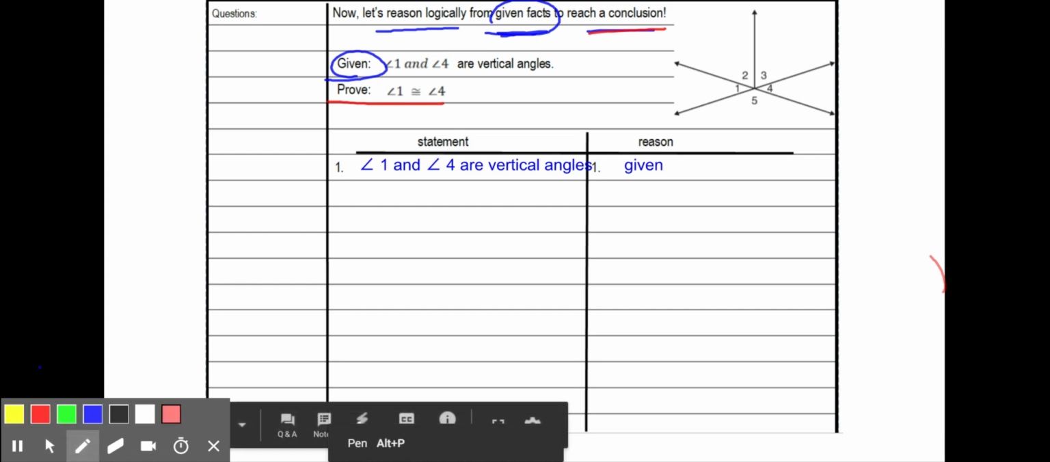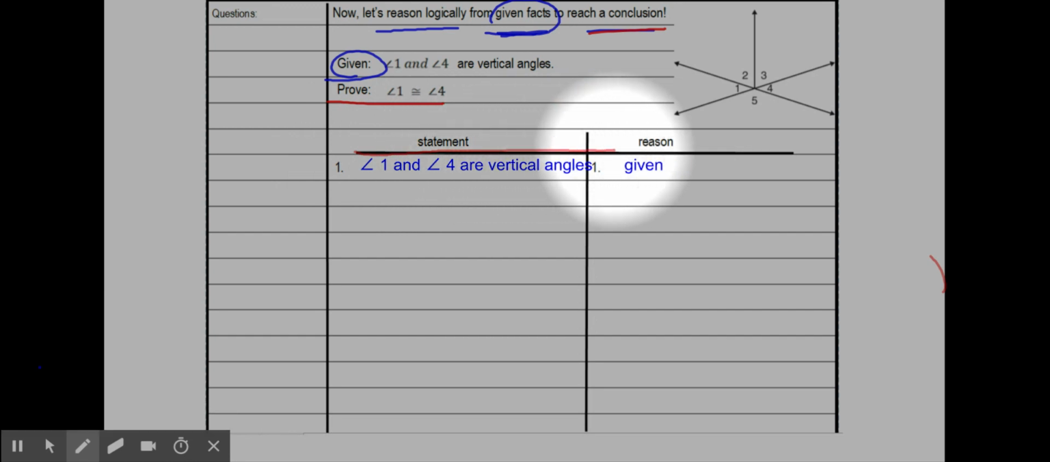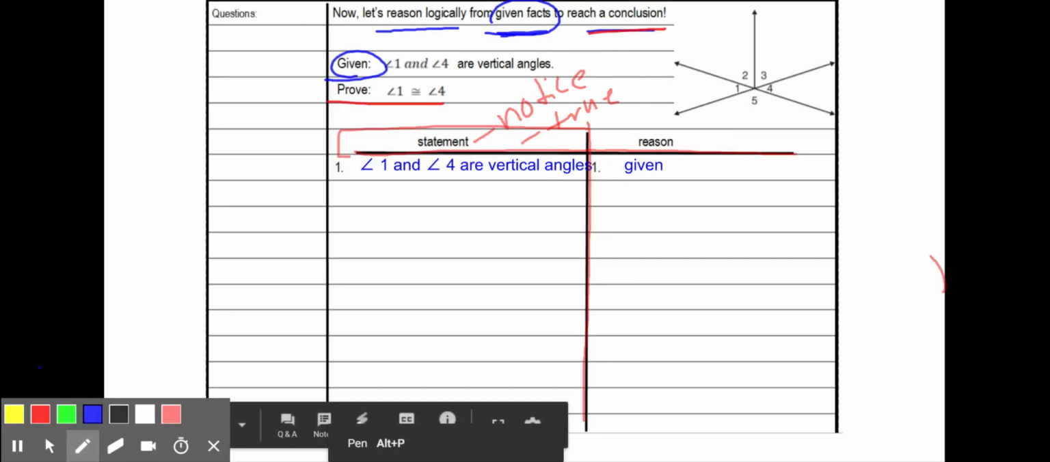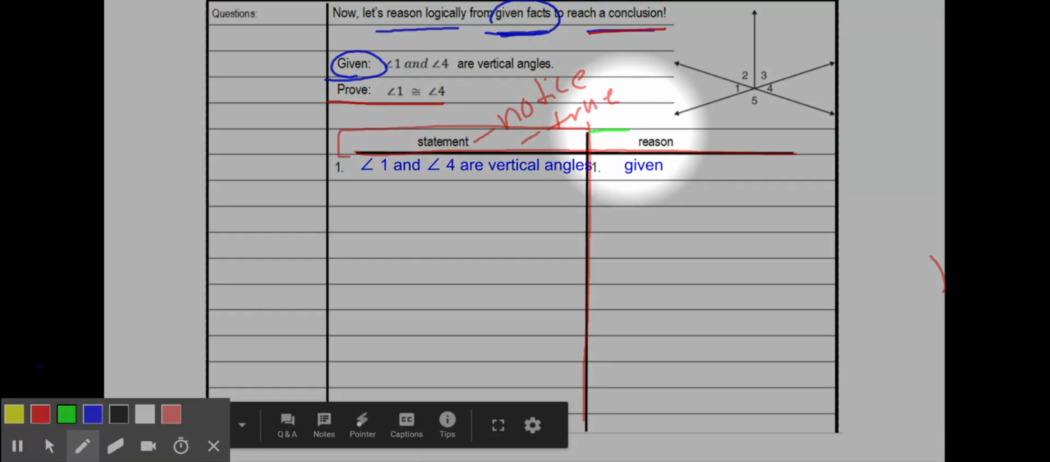When we're filling in our proofs, we can put it in a table, called a 2-column proof. On the left, we have our statements. Statements are things that we notice. Statements are things that are true. And when we list things that we notice and things that are true on the left, we have to think about our reason why.